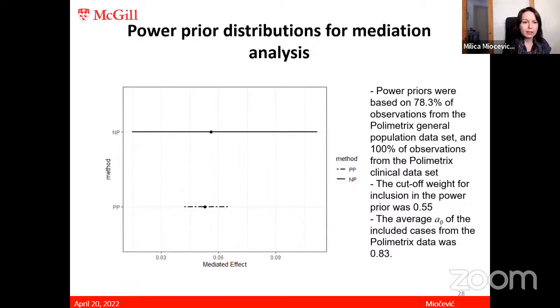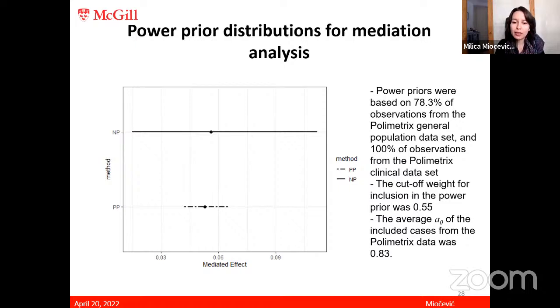So what we see here is, the solid line are results from the Bayesian analysis with diffuse priors, and this is the credibility interval for the indirect effect. The dotted line here are the results using the power prior distribution. So what we saw is that power priors were based on approximately 78% of the observations from the Polymetrics general population data set and 100% of observations from the Polymetrics clinical data set. So those were the percentages of observations that met the cutoff we set for the generalized Mahalanobis distance. So in other words, they were in the bottom 95% of the values of the generalized Mahalanobis distance.